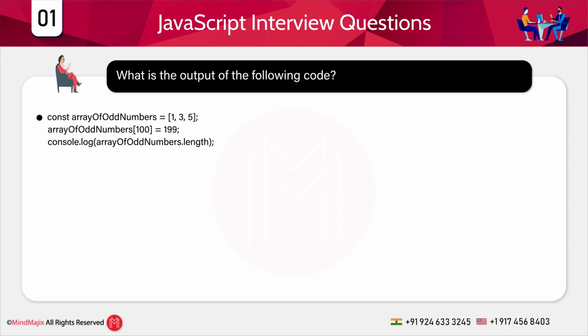So initially at the first line, there are 3 elements in the array. In the second line, at the 100th location, the value 199 is stored. So what is the length of the array? Is it 4 or is it 101? The solution is 101, because JavaScript places empty values for the indices from 3 up to 99.